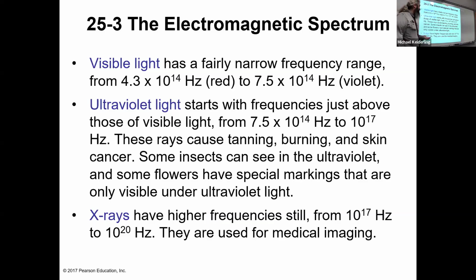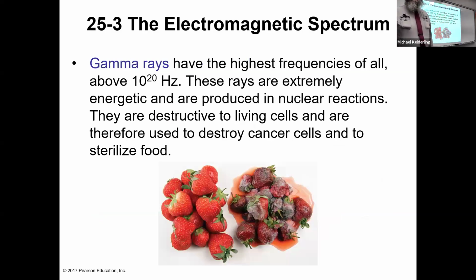X-rays are higher frequency still, from 10 to the 17 hertz to 10 to the 20 hertz. They're used for medical imaging. And then gamma rays have the highest frequencies, above 10 to the 20 hertz. These are extremely energetic and are produced by nuclear reactions. They're destructive to living cells and can therefore be used to destroy cancer cells and to sterilize food.